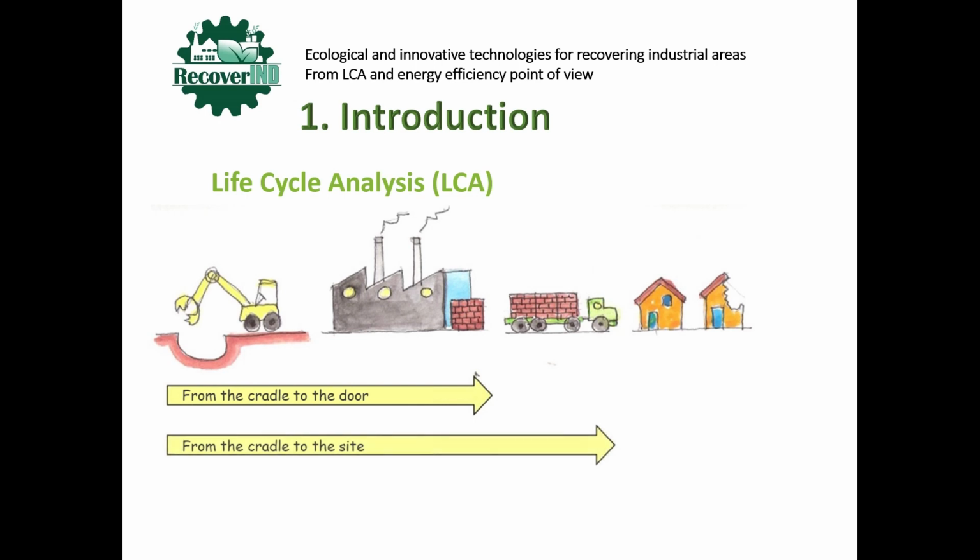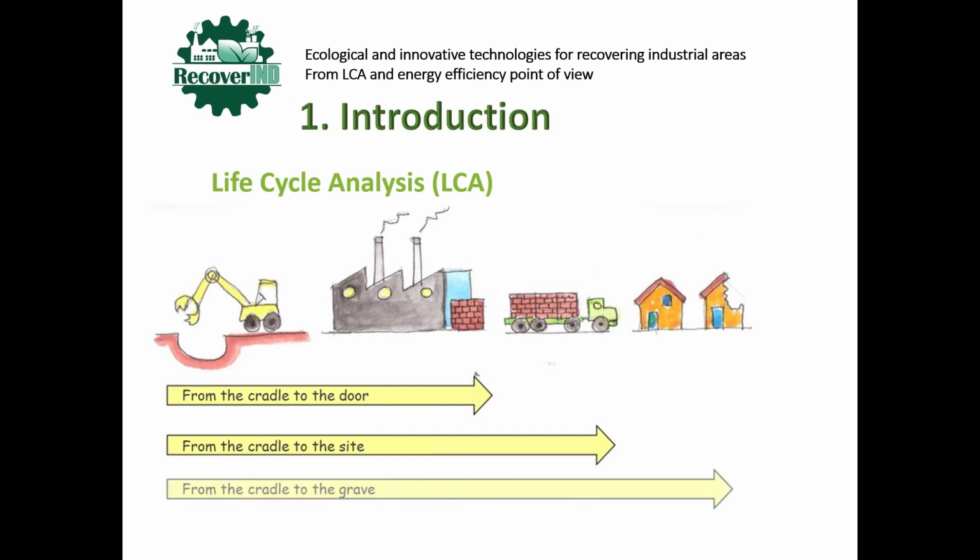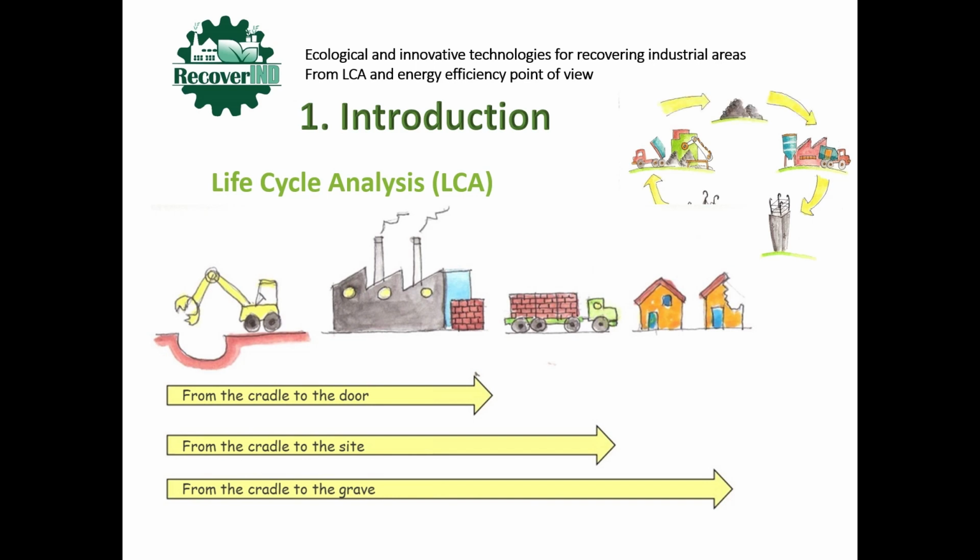and then the demolition. So each stage of the life cycle is called from the cradle to the door. The door is the door of the factory, or from the cradle to the site. That's the construction material in the construction site. And then finally, from cradle to grave, that means that all the elements in the construction project end in a landfill. And opposite to that, it's how we can improve the project by implementing what is shown here up here. That's closing the loop, and it's circular economy in the construction project.